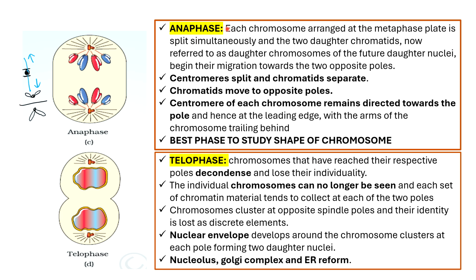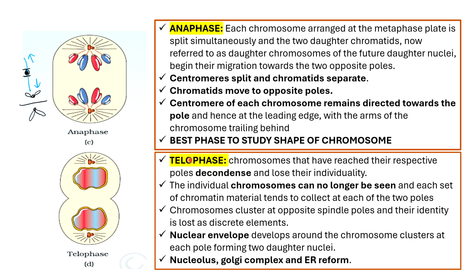So this anaphase is characterized by each chromosome arranged at the metaphasic plate splitting simultaneously, and the two daughter chromatids, now referred to as the daughter chromosomes of the future daughter nuclei, begin their migration towards the opposite poles. So anaphase essentially is characterized by movement of the sister chromatids, or the daughter chromatids, towards the opposite poles, and splitting of the centromere. Is that clear? I hope anaphase is clear now.